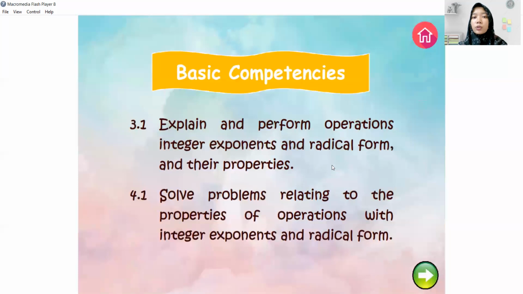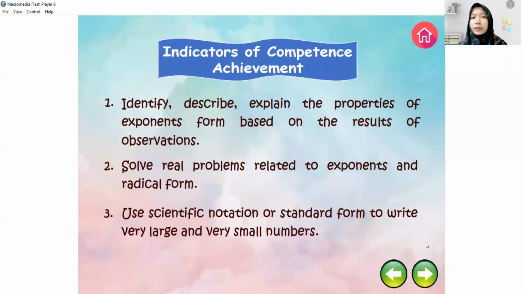click the goals, basic competencies, 3.1, explain and perform operations, integer exponents, and radical form, and their properties. 4.1, solve problems relating to the properties of operations with integer exponents and radical form. And students can click the next button.